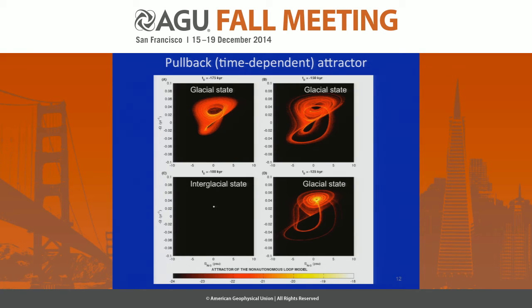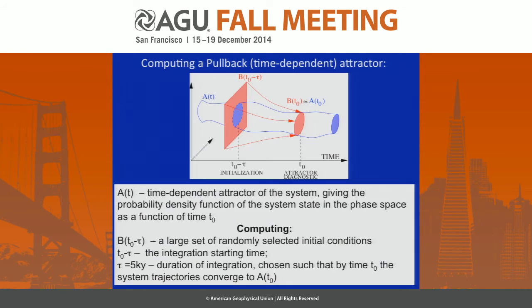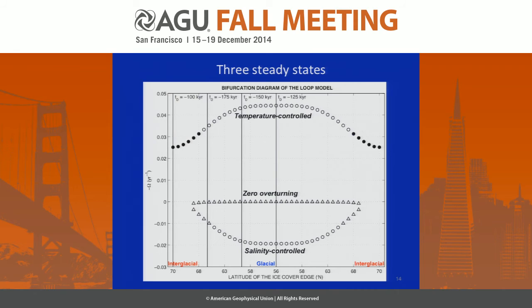So why is it this chaotic during the glacial state? Well, if you do a simple stability analysis of the system in a glacial state, you find three unstable steady states: largely thermally controlled, zero overturning, and salinity controlled. And the system wanders about around these three unstable states, producing this chaotic behavior.